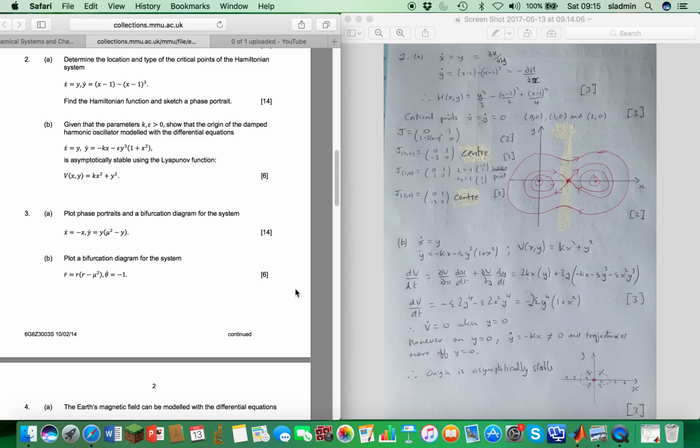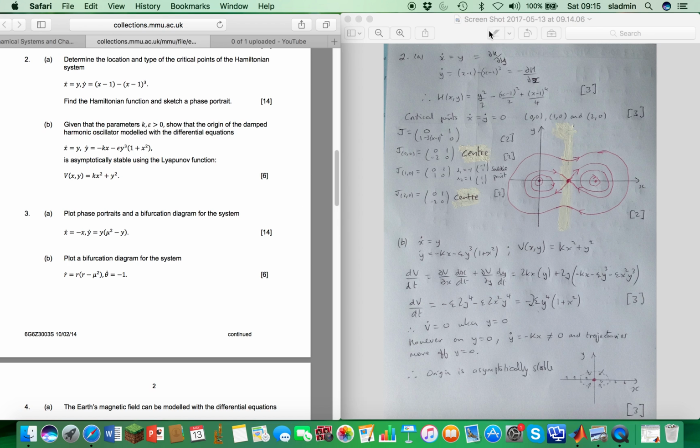These are the solutions for question number 2 from the 2014 examination paper. So we want to determine the location and type of critical points of this Hamiltonian system, and then we want to determine the stability of this system using a Lyapunov function.